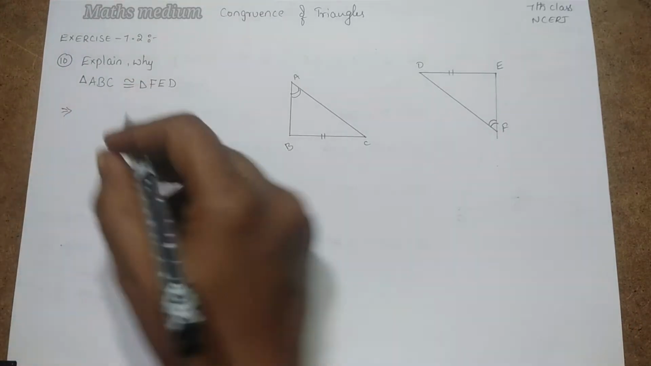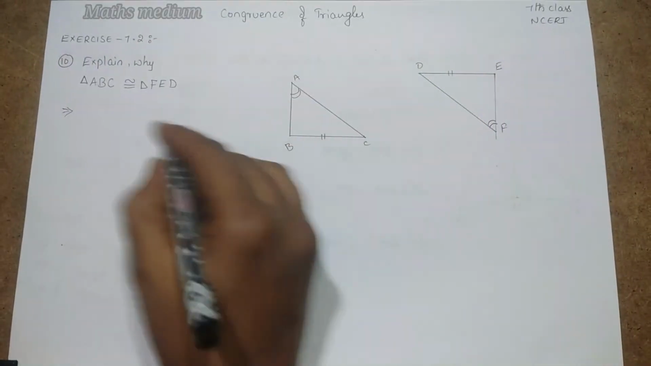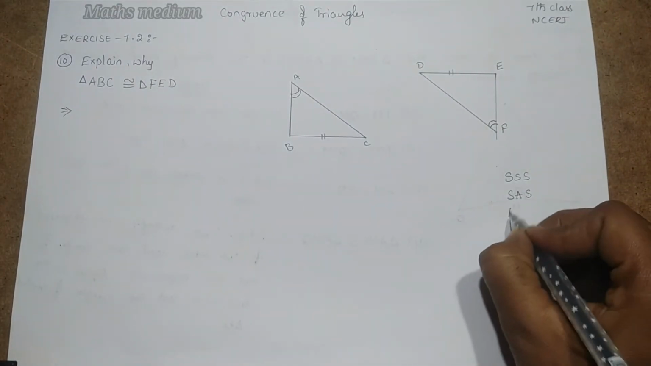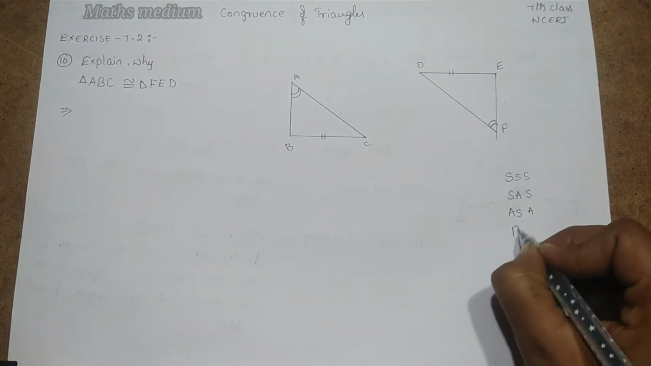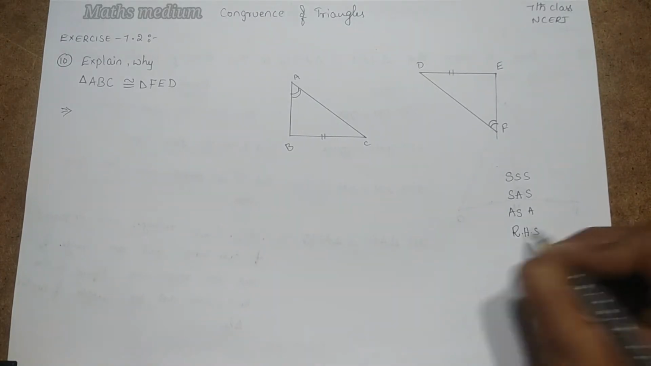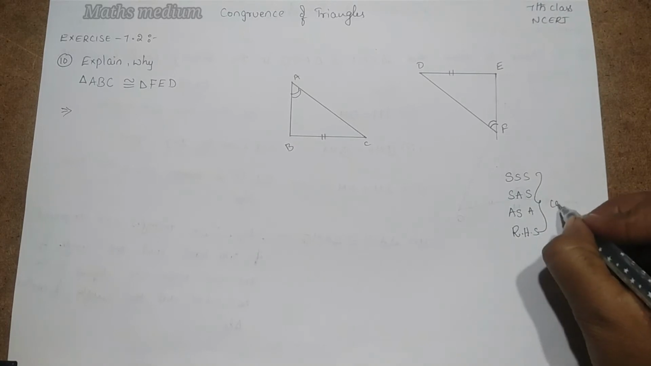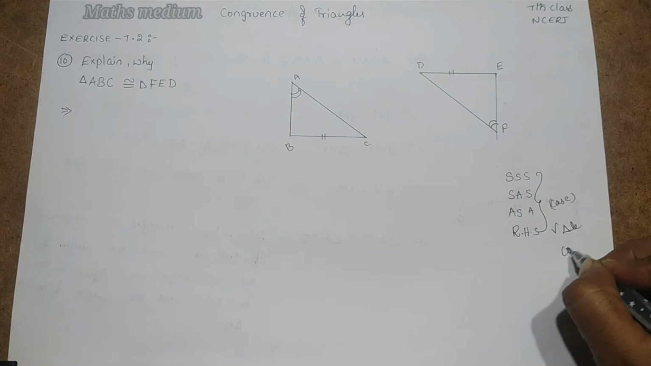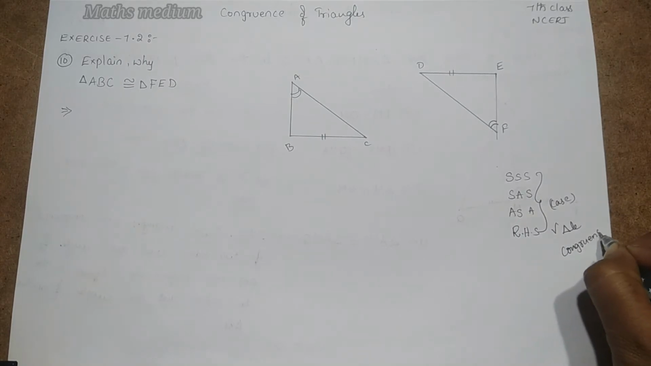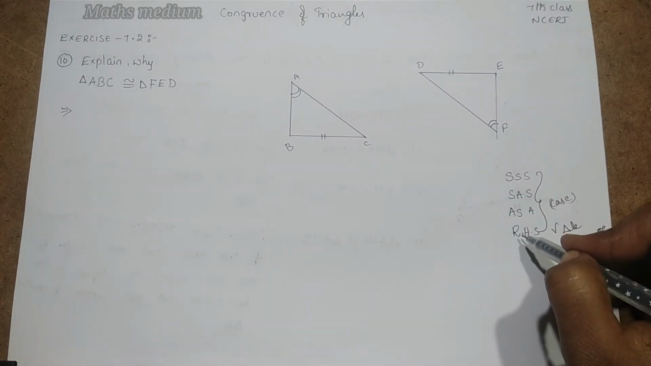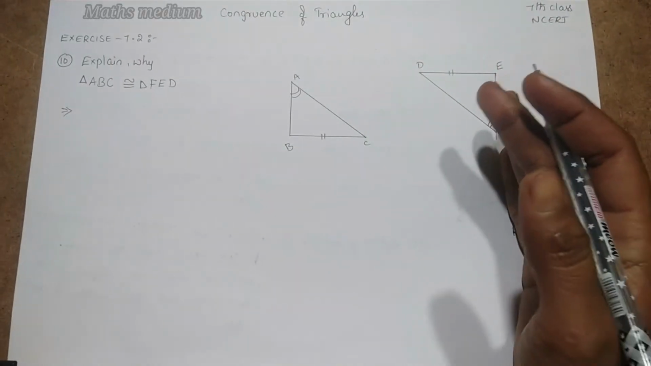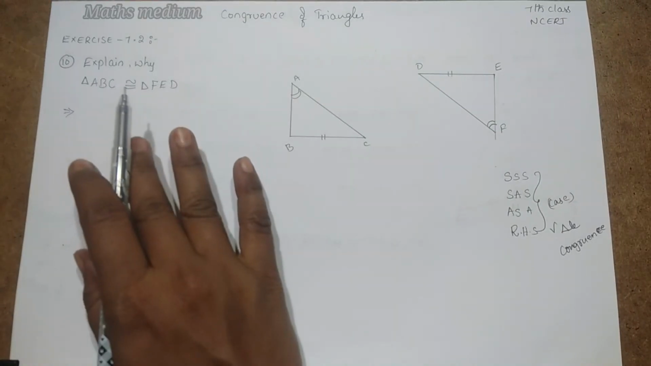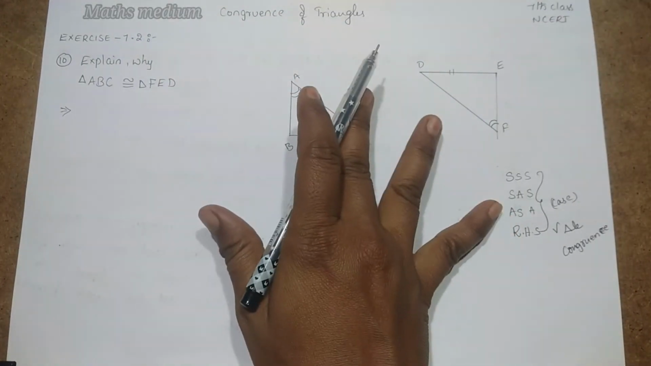We know that a triangle can be congruent by these four cases: three sides, two sides and one angle, two angles with one side, and right angle hypotenuse side. By using these four cases, we can show that one triangle is congruent with another triangle easily. So here let's see in which case it will come under.